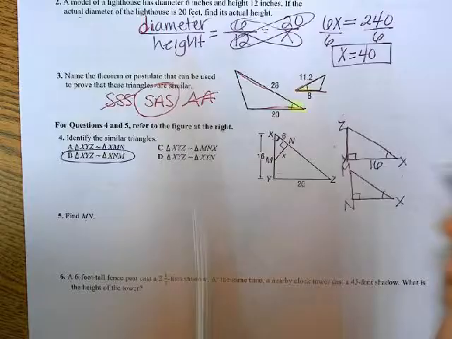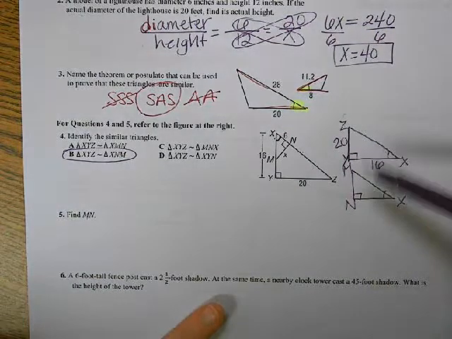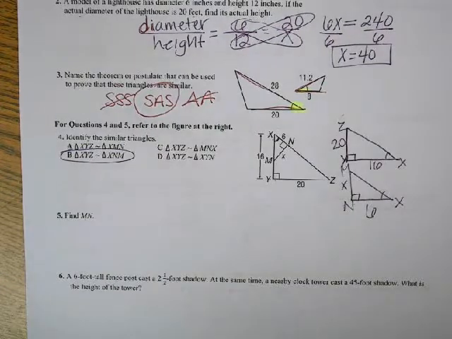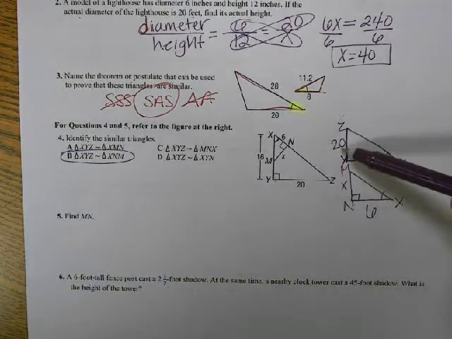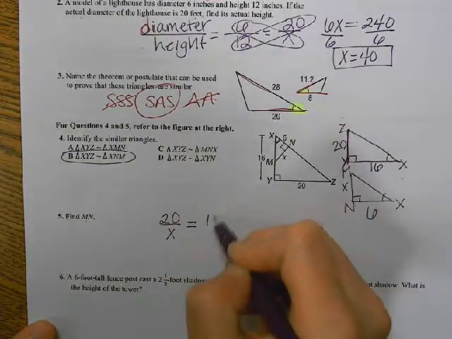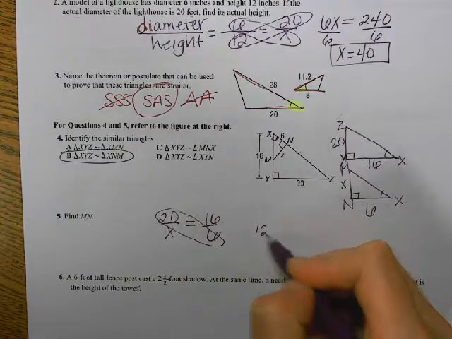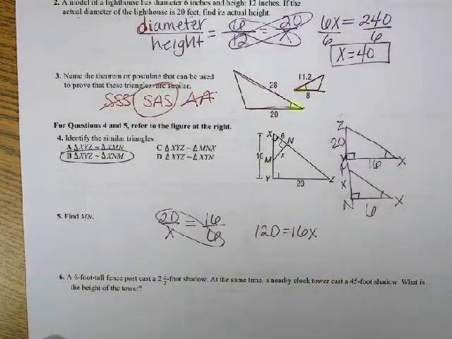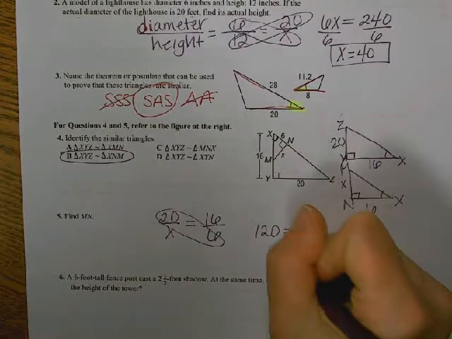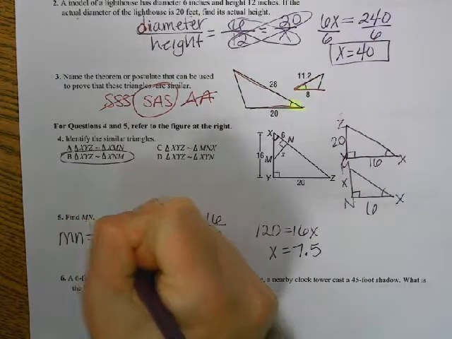From y to x is 16, and from y to z is 20. From n to m is x, and from n to x is 6. Okay, so then you can just write your proportions. 20 over x equals 16 over 6. Cross multiply, so that's 120 equals 16x, and then divide. 120 divided by 16 is 7.5. So mn equals 7.5.